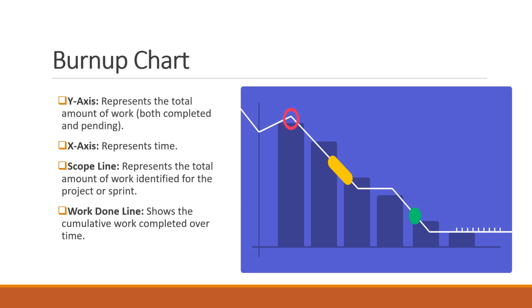The key components of burn-up charts are the y-axis, which represents the total amount of work, both completed and pending; the x-axis, which represents time; the scope line, which represents the total amount of work identified for the project or sprint; and the work done line, which shows the cumulative work completed over time.